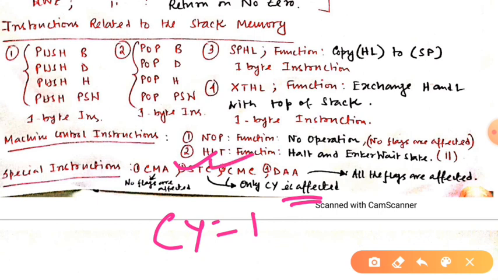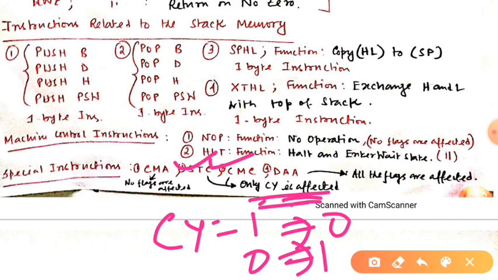CMC instruction. CMC instruction actually complements the carry flag. So if previously the carry flag was 1, it will be now 0. If it was previously 0, it will be now converted to 1. It will complement the carry flag. It also modifies only the carry flag. None of the other flags are affected by the execution of these STC or CMC instructions.